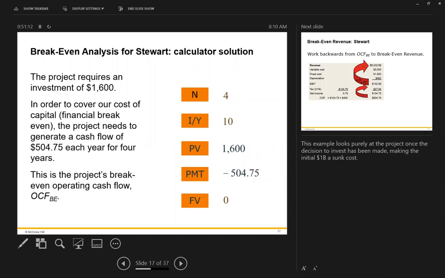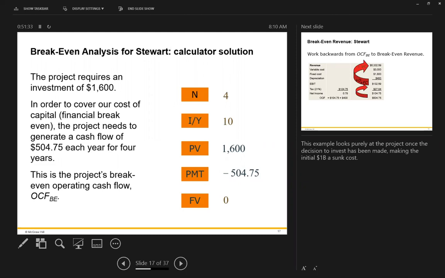Since, and they note this here, since this is greater than the depreciation of 300 million, that's good. This must occur since the calculation of equivalent annual costs assumes the 1.5 million investment could have been invested at 15%.